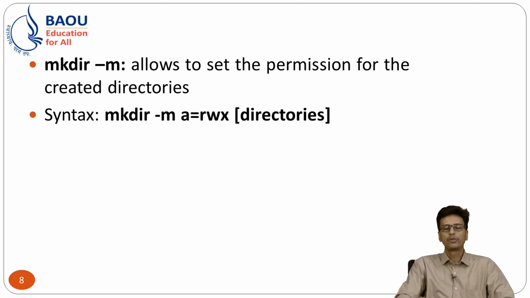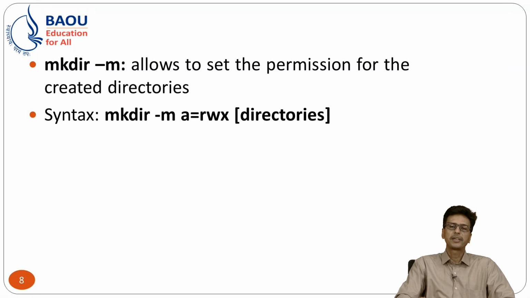Now multiple users have different file access or directory access rights. At the user level, you can assign the permission to all the users, to the current user, or to others. You can observe on the screen the command mkdir, then after the m option, that is to assign permission to the particular directory. Now here a equal to rwx, what does it mean?